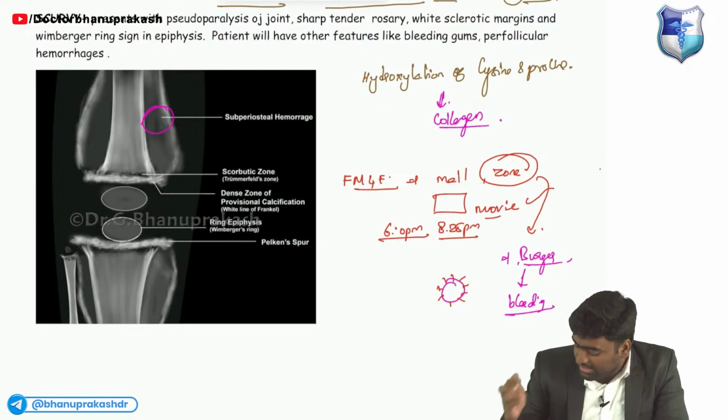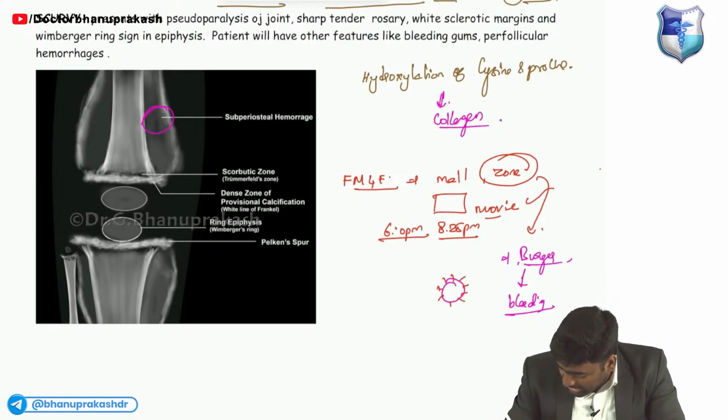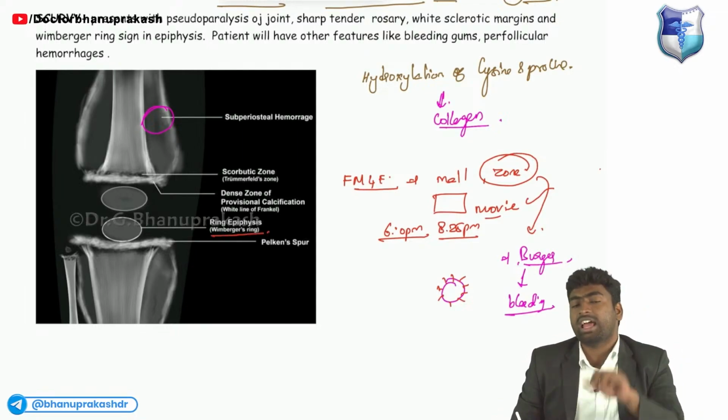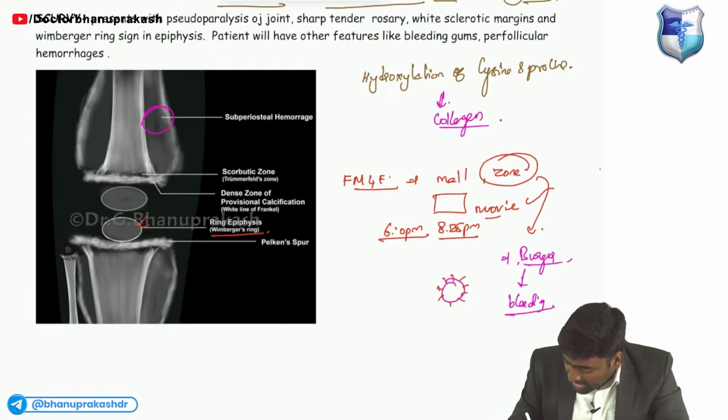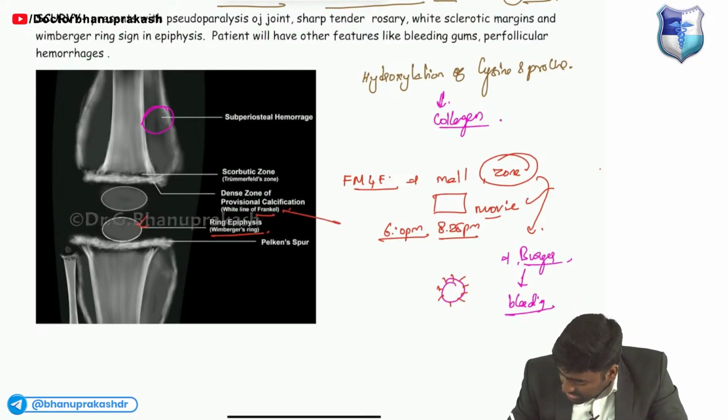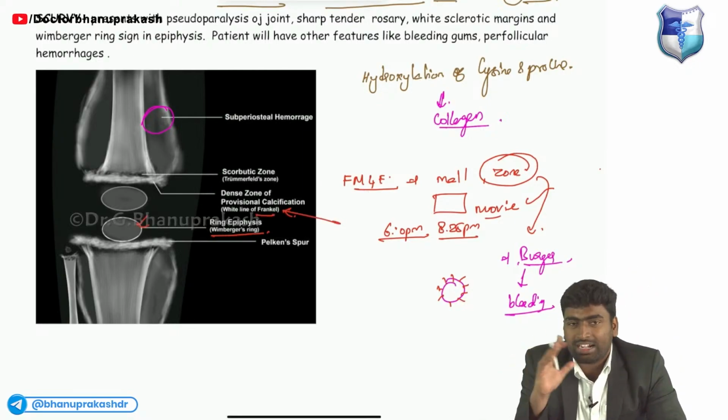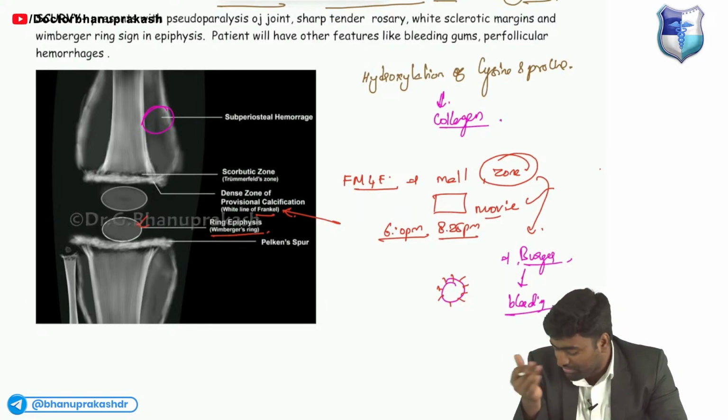Here you will be able to see this Wimberger sign, and the burger is also a ring. This is the Wimberger ring here. Then we are taking this French fries. So remember, it is a Frankel line. F for F, it is the Frankel line.